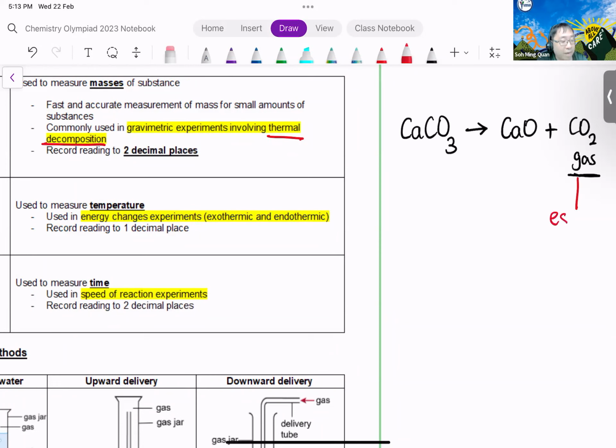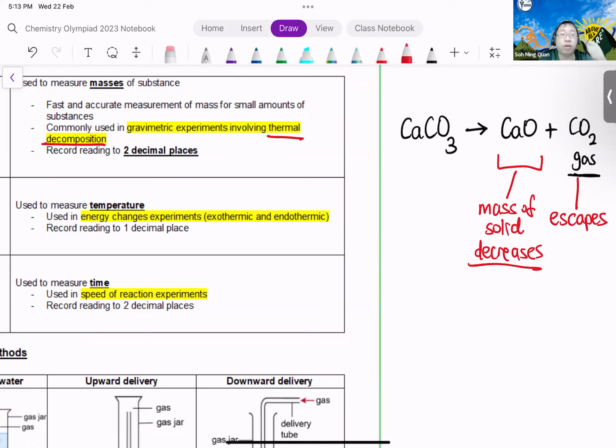Therefore, it will escape. Gases will just escape. So the mass of the solid left will decrease because some of the mass is in CO2. The CO2 has escaped, and that's why the mass of the solid decreases. So very often to measure the speed of this reaction, we would also use an electronic mass balance because it's a thermal decomposition experiment.